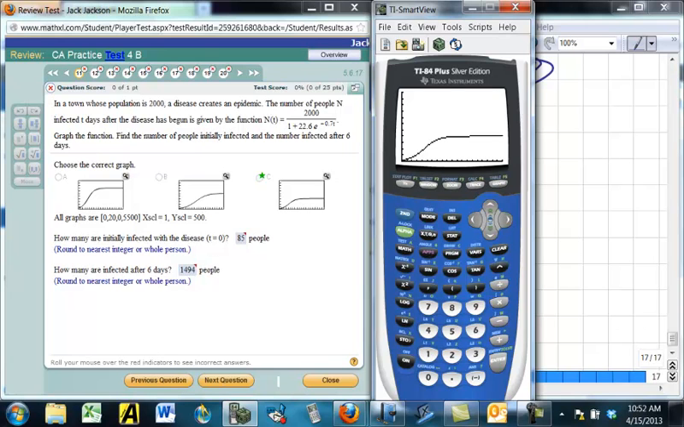How many are infected at time 0? Well, now that we have this in here, we can just do trace and hit 0, enter, or do y1 of 0, or look at the table when x is 0, and that rounds off to about 85 people. So 85 people at time 0 were infected. How many are infected after 6 days? Do trace 6, and we get about 1,494.